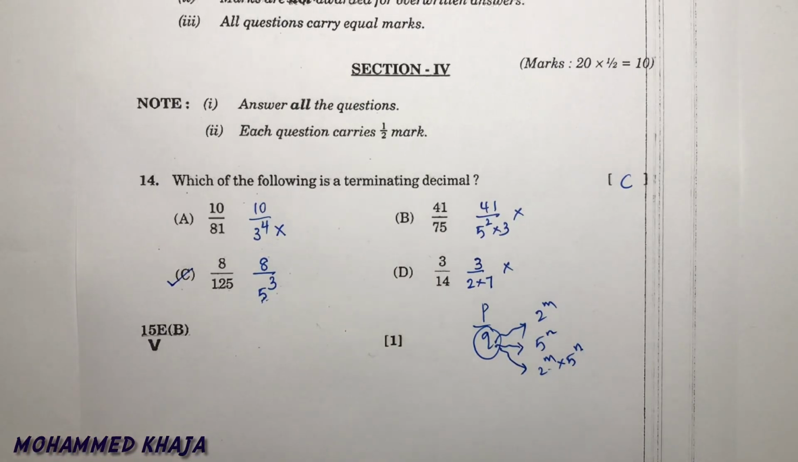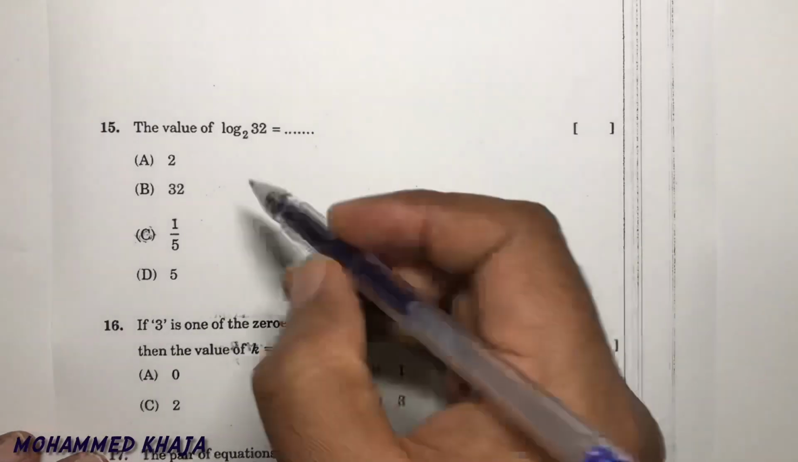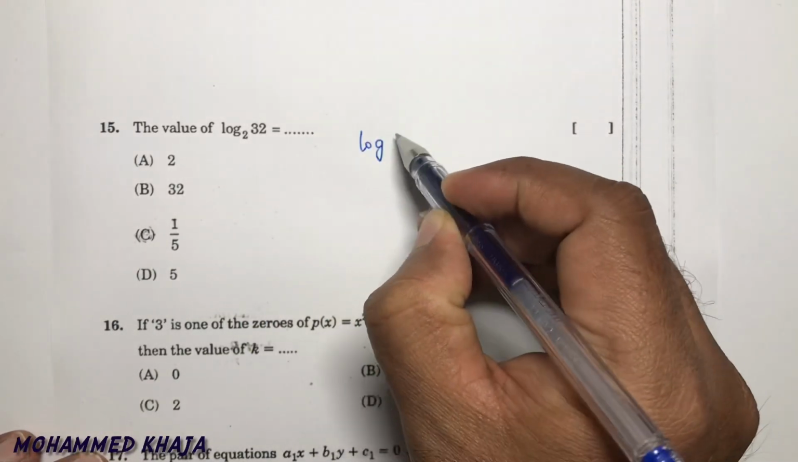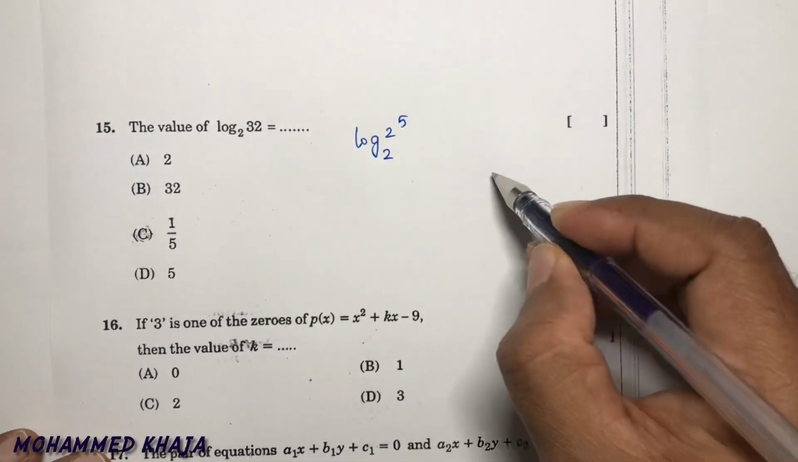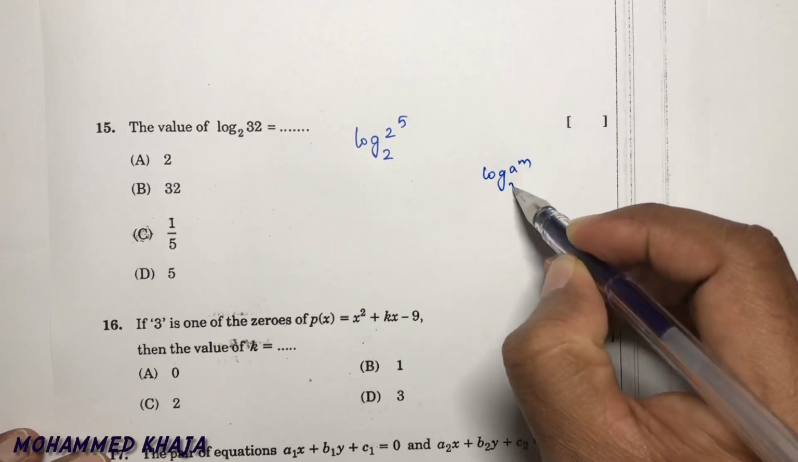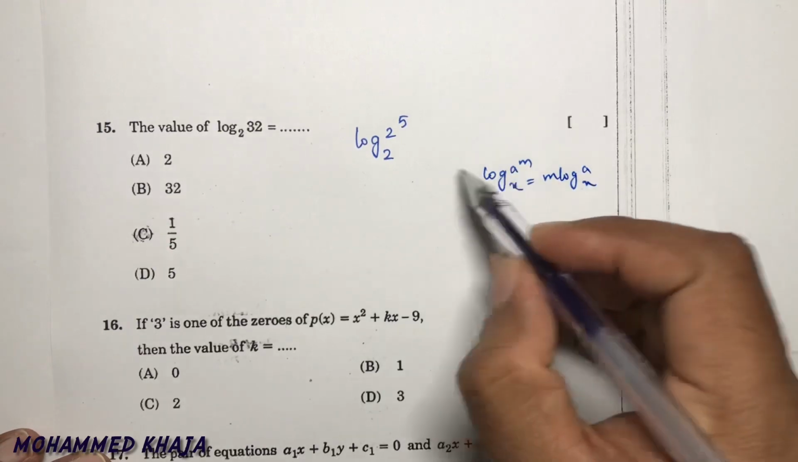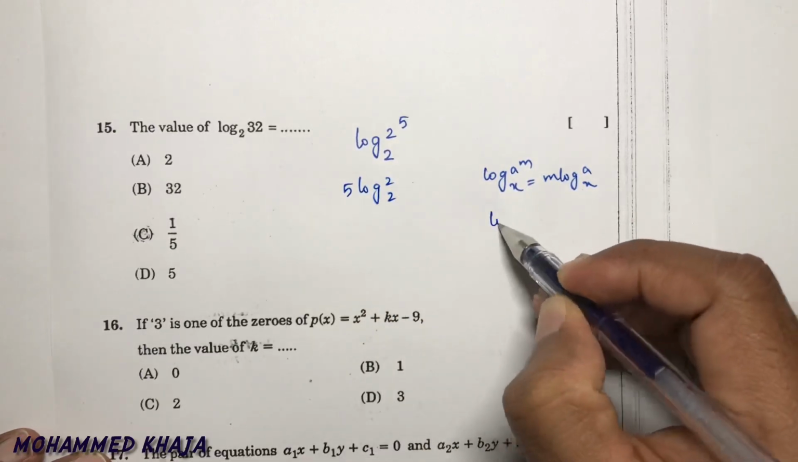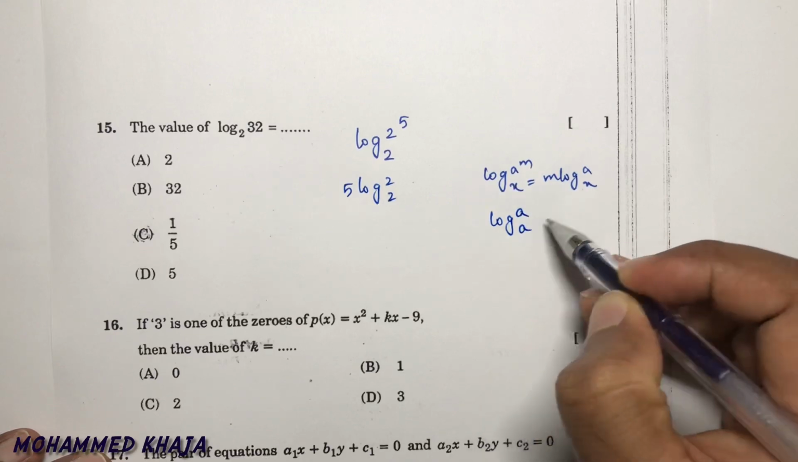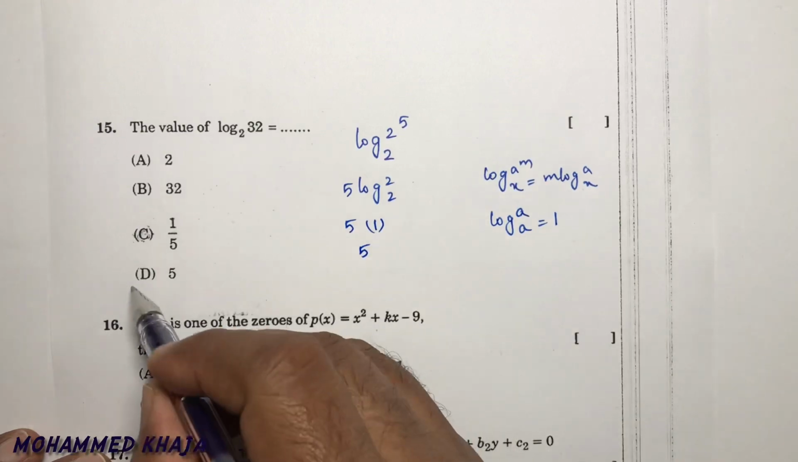Next question, find the value of log 32 to the base 2. Log 32 you can write as 2 power 5 to the base 2. So clearly it is in the form of logarithm of a power: log a power m to the base x equals m log a to the base x. So here we have 5 log 2 to the base 2. Next, logarithm of a number to the same base is 1. So 5 times log 2 to the base 2 is 5 times 1, which is 5. So the correct option is D.